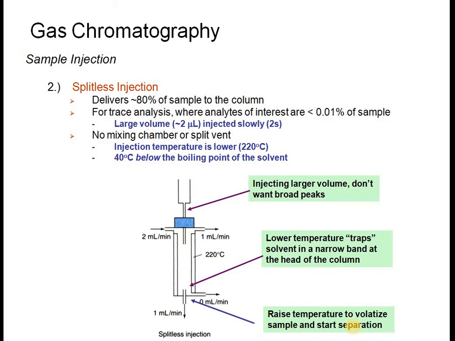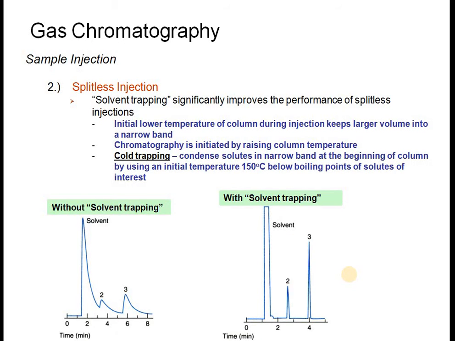Splitless injection. Injection temperature is lower, less than 220 degrees centigrade, 40 degrees centigrade below the boiling point of the solvent. A large volume, 2 microliters, is injected slowly. This is the injected larger volume. We don't want broad peaks. Lower temperature traps the solvent in a narrow band at the head of the column, then raise the temperature to vaporize the sample and start separation.